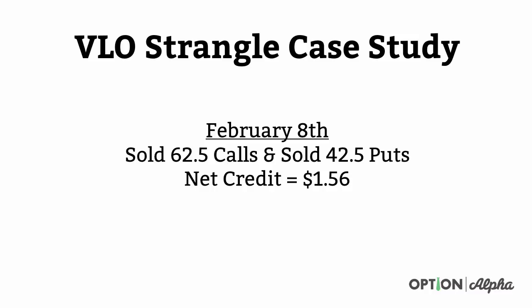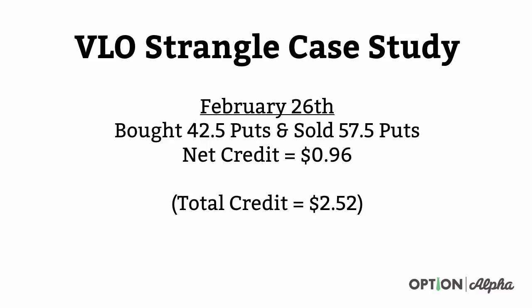Now, as the market started to rally and as VLO started to rally, on February 26th what we ended up doing is moving, you guessed it, the put side higher. So we did not move the call side. We left our 62.5 calls exactly where they were, and we bought back our 42.5 puts and resold new puts at 57.5. Took in a net credit to do so of 96 cents. So that brings our total credit to $2.52 on the entire trade.